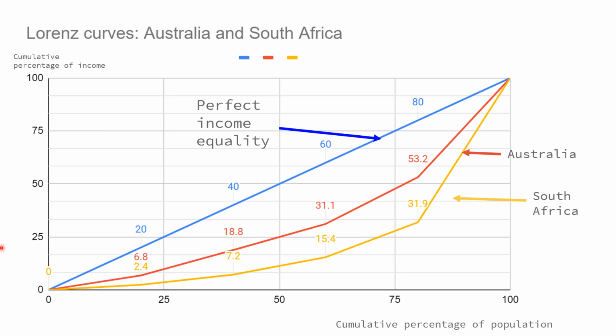And then you plot it. The data is a little bit clustered here, but these are all, starting at 0, 2.4, 7.2, 15.4, etc. And then you can see that Australia's Gini coefficient was closer to 0, so their Lorenz curve is closer to the line of perfect income equality in this case. So it's quite simple. Once you work out what to do, it becomes quite simple.